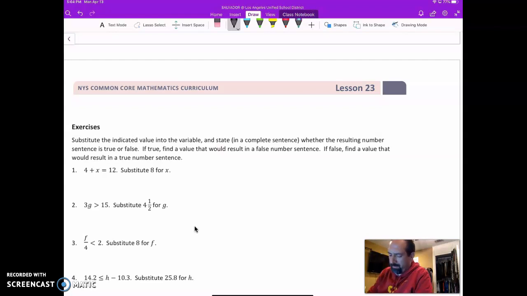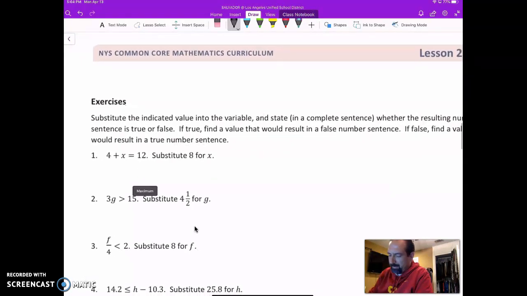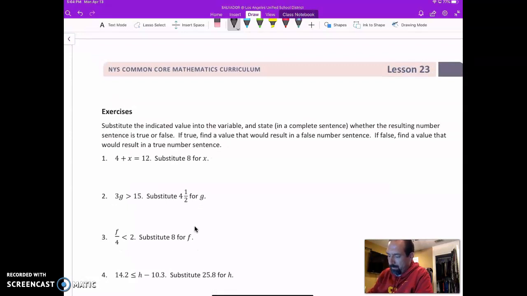Let's see if 4 plus x equals 12 when we substitute 8 for x. So let's do 4 plus 8 equals 12. Well, 4 plus 8 is 12. Is that equal to 12? That's going to be a true statement, right?